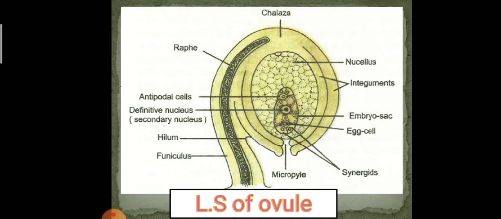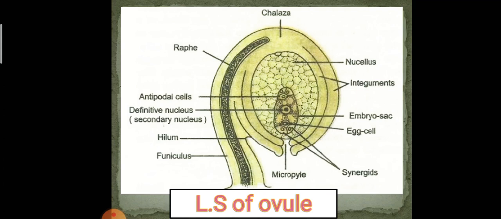On the basis of the type of integuments, there are different types. When a single integument is present, it is known as unitegmic. When two integuments are present, it is known as bitegmic. When three integuments are present, it is known as tritegmic. Commonly, unitegmic is present in monocots, and bitegmic or tritegmic in dicots. Sometimes integuments are absent, and then it is known as ategmic.